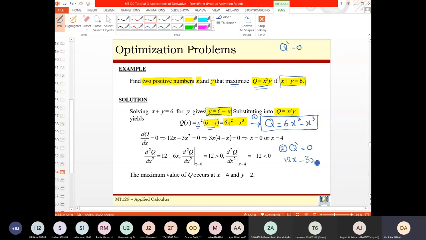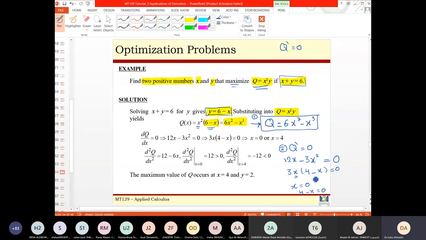It's 3x squared, and this is equal to 0. Solve it. Take 3x as a common factor. I will remain with 4 here, and I will remain with x here, equal to 0. This will give me either x equal to 0 or 4 minus x is equal to 0. Right or not?